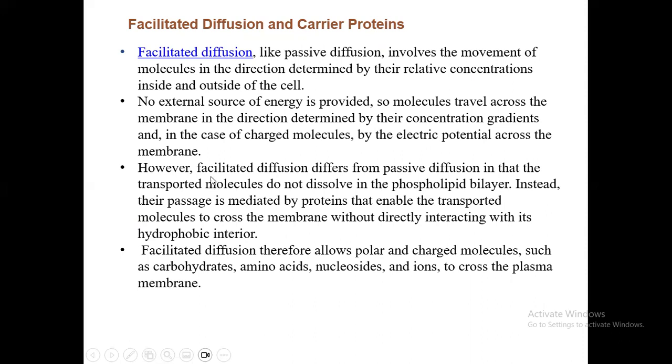etc. However, facilitated diffusion also differs from passive diffusion in that it requires certain transporter molecules. These molecules are not able to dissolve and transport themselves across the phospholipid bilayer, and instead they make use of certain passages that are made up of protein molecules. These allow the transport of specific molecules across the membrane in such a way that they can avoid interaction with the hydrophobic lipid bilayer.